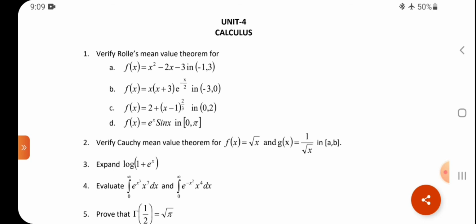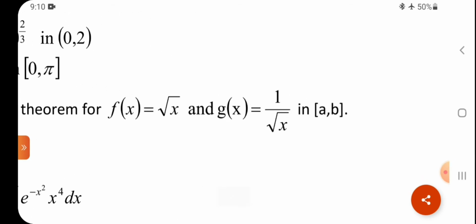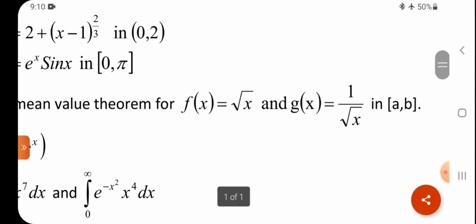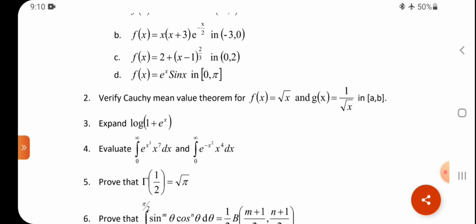Verification means you are just checking the properties of Rolle's mean value theorem, and if all the properties are satisfied, indirectly you are calculating the c belonging to the open interval satisfying the condition f dash of c equal to 0. Second, you are verifying Cauchy mean value theorem for f of x equal to root x and g of x equal to 1 divided by root x in the standard interval a comma b. It is very easy: you check the properties of Cauchy mean value theorem for the two functions, and you calculate the c value indirectly.